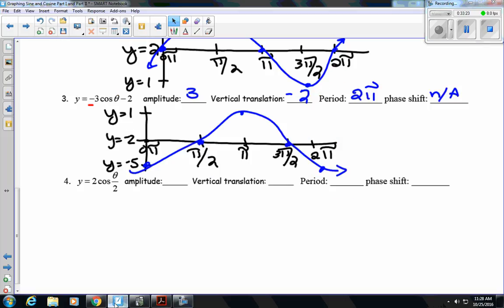All right, so we got the last one that we're going to do, and it's kind of the hardest one, well, because it's got a little bit of a shift. So tell me what you know about this one. Has an amplitude of 2. Stretched, vertical stretch by 2. Good. How about a vertical translation? Not one, so NA.